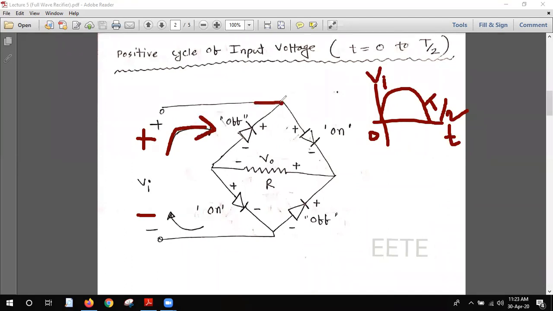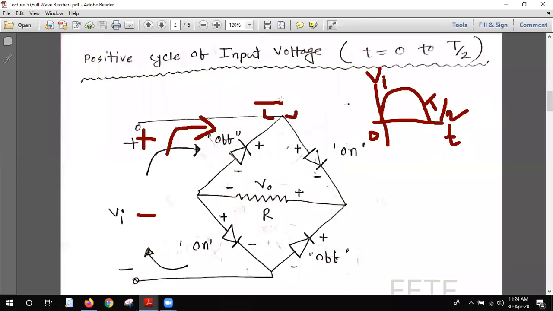When the current goes here, it has 2 paths. One has this path, one has this path. It has 2 paths. Let me make it a little bit bigger so you can see. I think now you can see better.